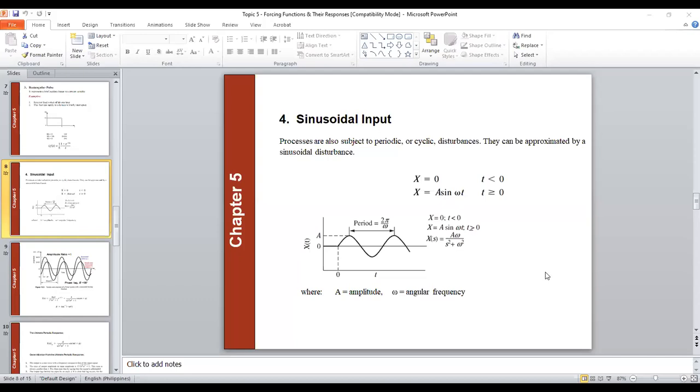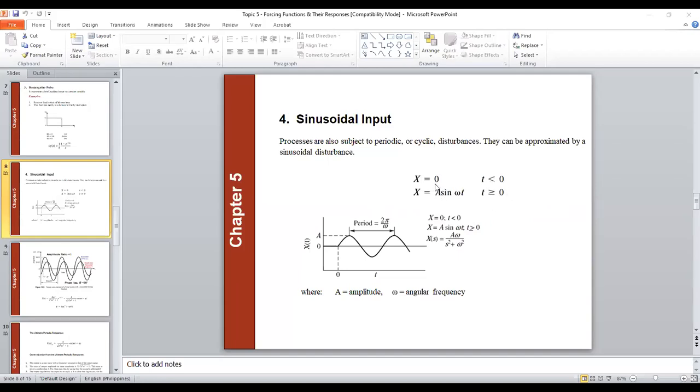Okay, so this is our sinusoidal input. So this is applied to forcing functions which are periodic in nature, or shall we say cyclic in form. So they can be approximated by this particular representation. So your x of t expression is represented by a sine omega t. So it's going to start at time equal to 0, just like the rest of the forcing functions that we have learned before.